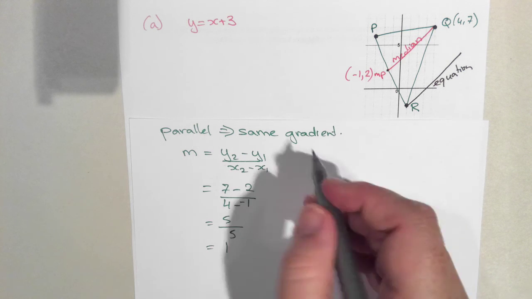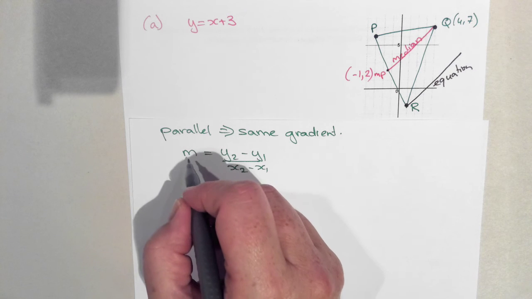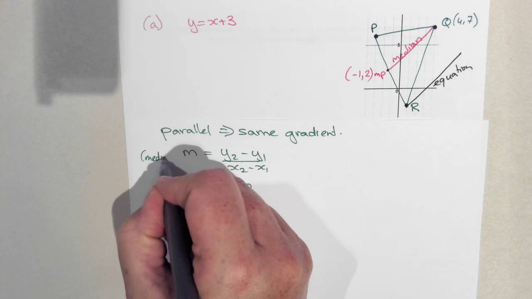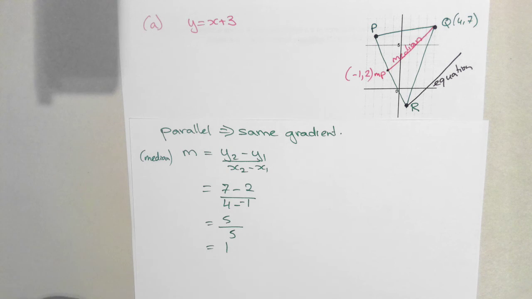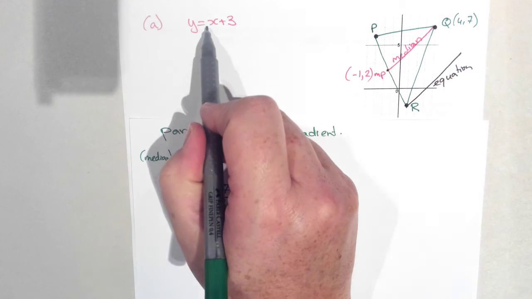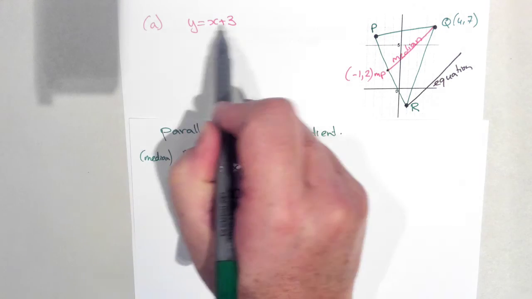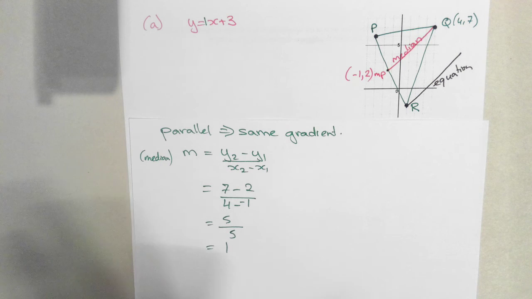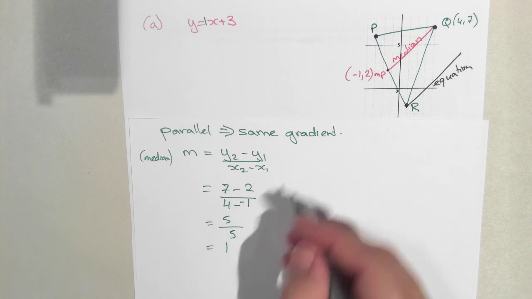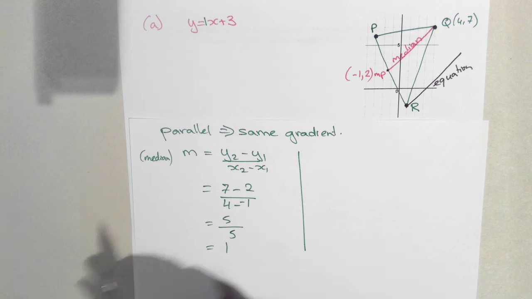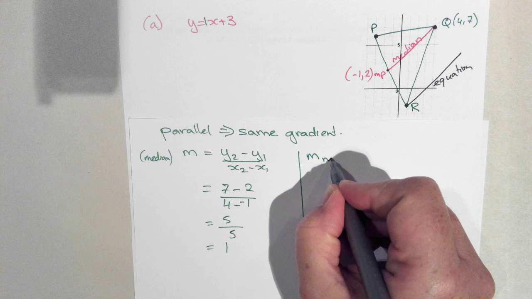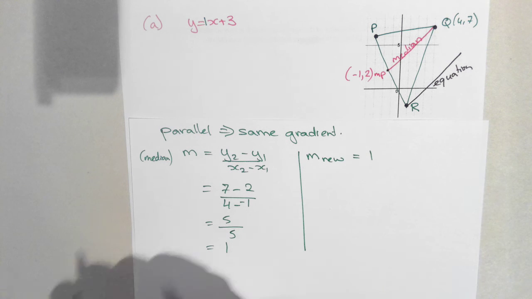So I know that the gradient of the median has a gradient of 1, which I also could have found just by looking at the equation here, y equals x plus 3, and knowing that the gradient of that is 1. Okay, so there's a couple of ways that I could have done that. Now that tells me that the gradient of this new line must also equal 1.